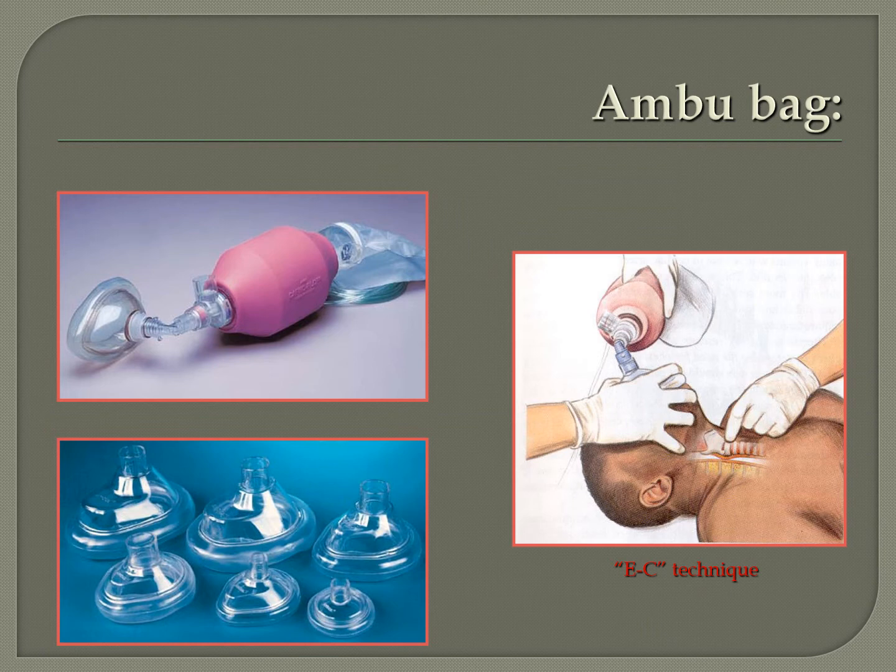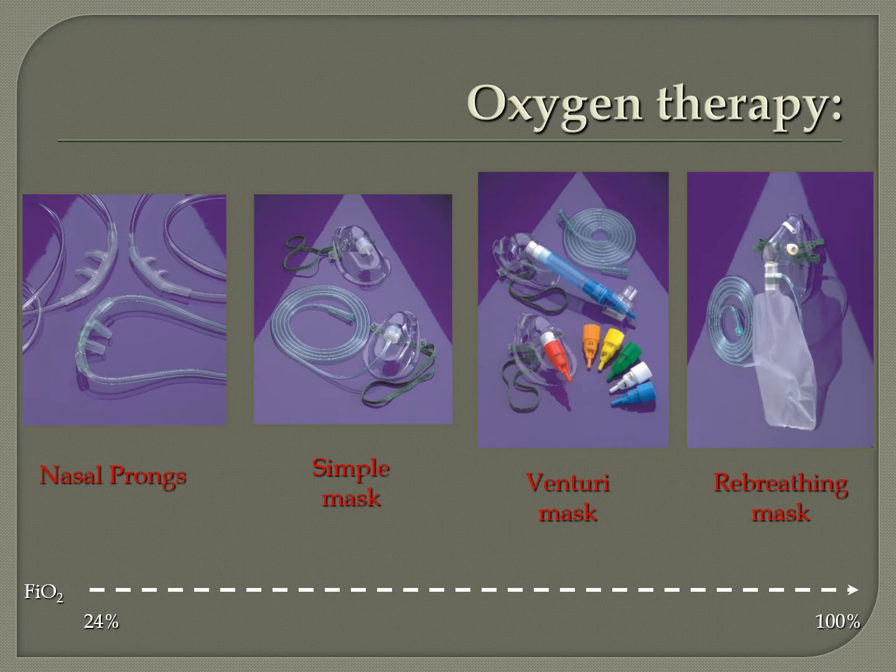This is the Ambu bag and the different types of masks, using the EC technique. I already mentioned how we use it. That means how you put the E and C: the thumb and the index finger on the mask, and supporting the mandible using the ring, middle, and little finger. These are the various types of oxygen masks: nasal, simple mask, venturi mask, and a rebreathing mask. There are a lot of masks so we can maintain the airway.